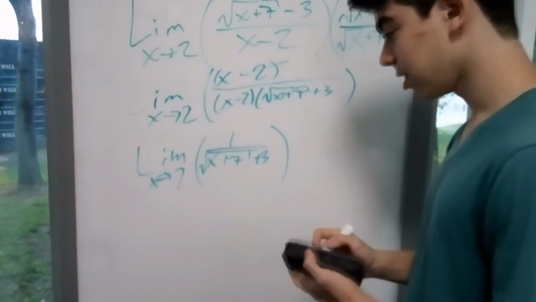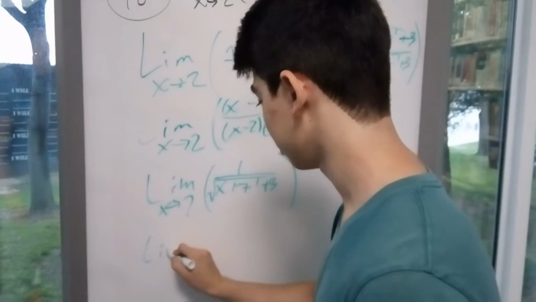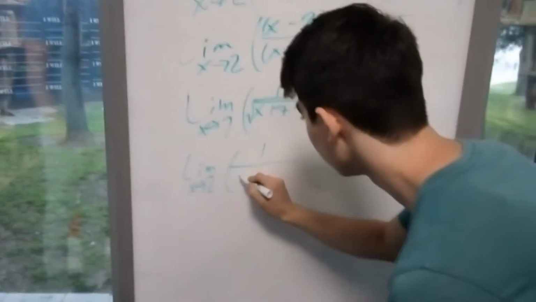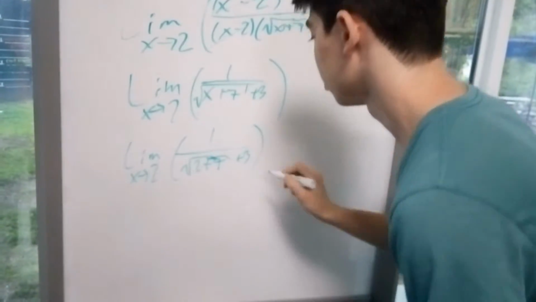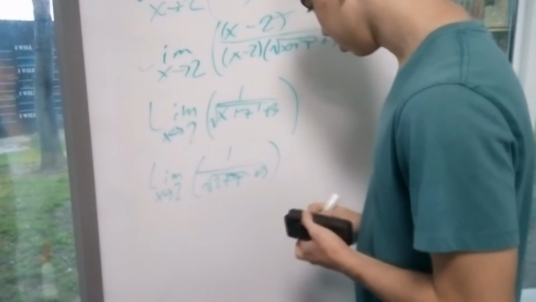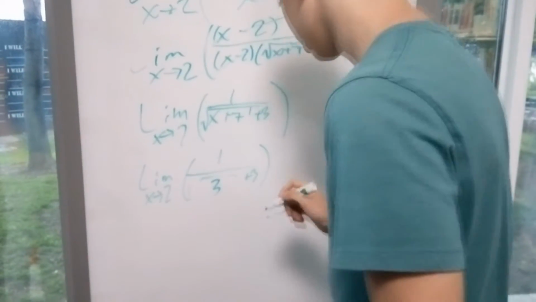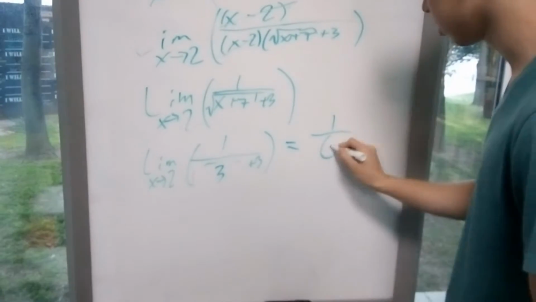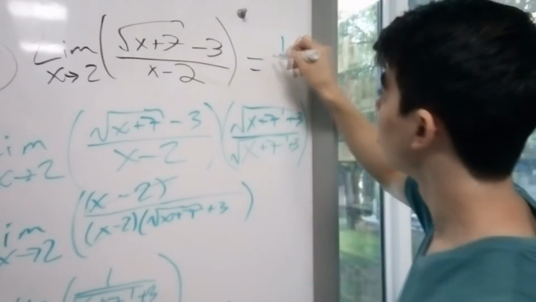Okay. The last step is to put the 2 in for x. This will be 3. No. And this will give you 1 over 6. The limit of this function would be 1 over 6.